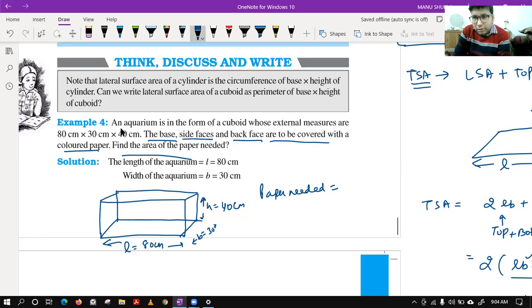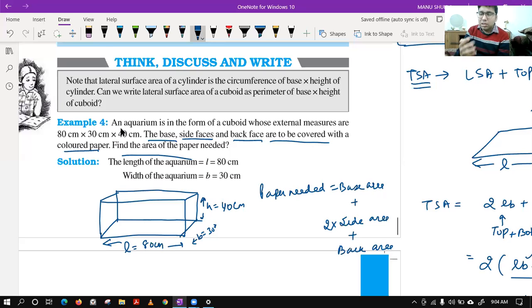Okay. Now think it in your own way. You have to find the base area plus the side areas, that is the two left sides. So two sides means side area into 2, plus back area.